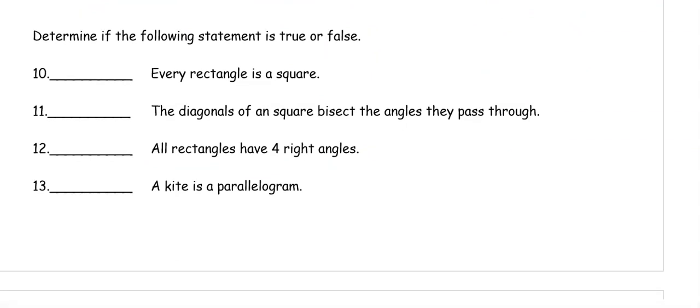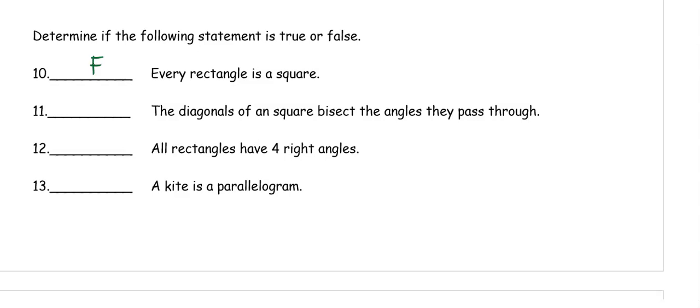So let's look at some true-false questions now. In a true-false question, we're using either properties or relationships, and deciding is it true or false? So is every rectangle a square? Well, squares have rectangle properties, but not every rectangle is going to have 4 congruent sides, so this is going to be false.